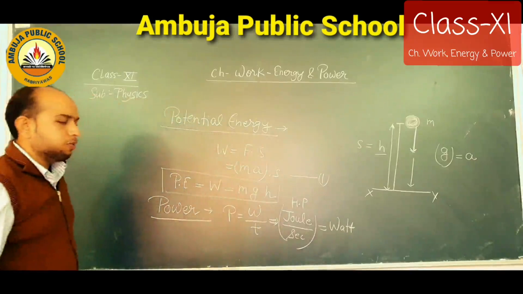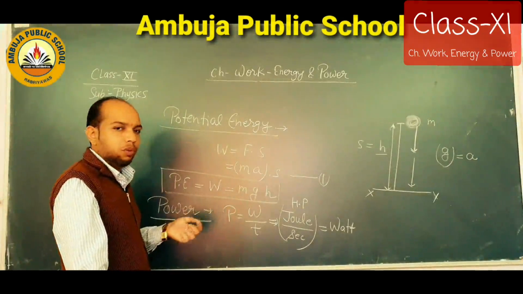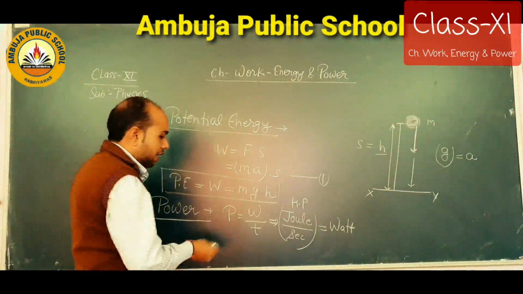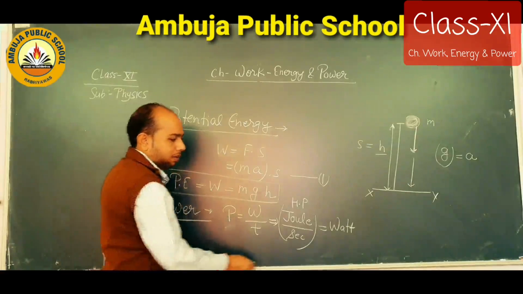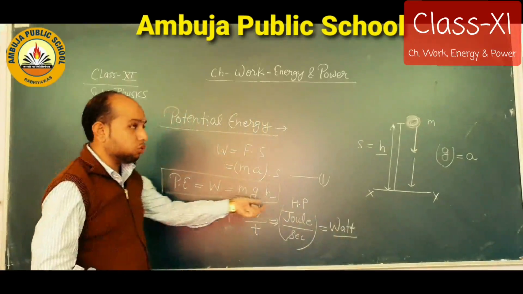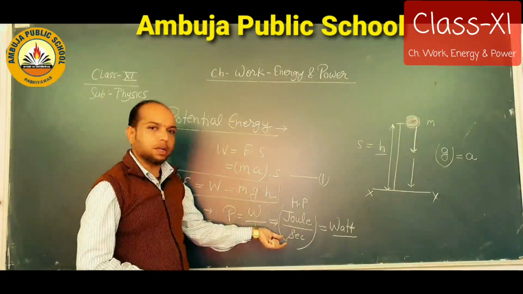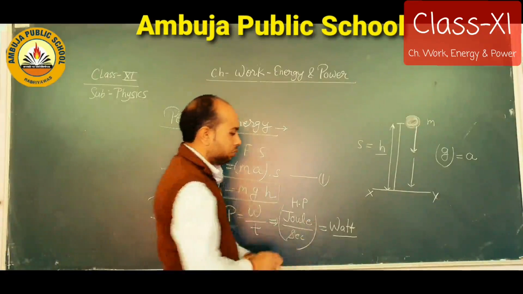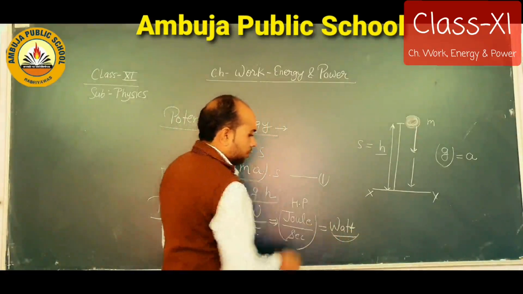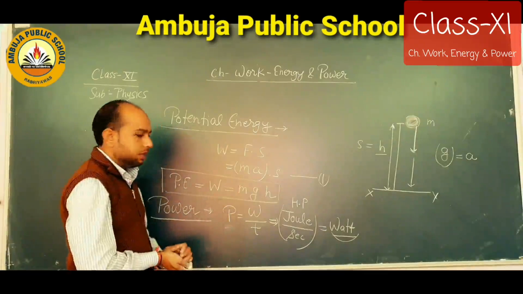So what is the unit of power? In day-to-day life we use electrical appliances, tube light, bulb. Every electrical appliance has some power, and this power is in terms of watt. How much energy is consumed by a tube light, bulb, geyser per second. This is counted in terms of watt. So this is the normal unit of power.